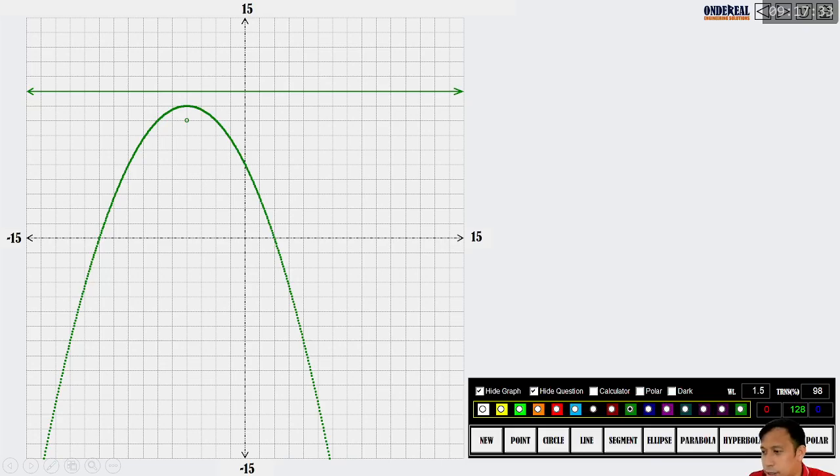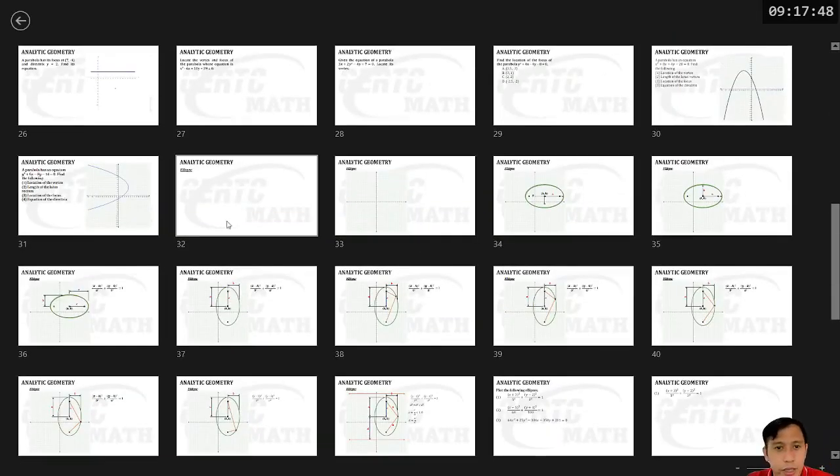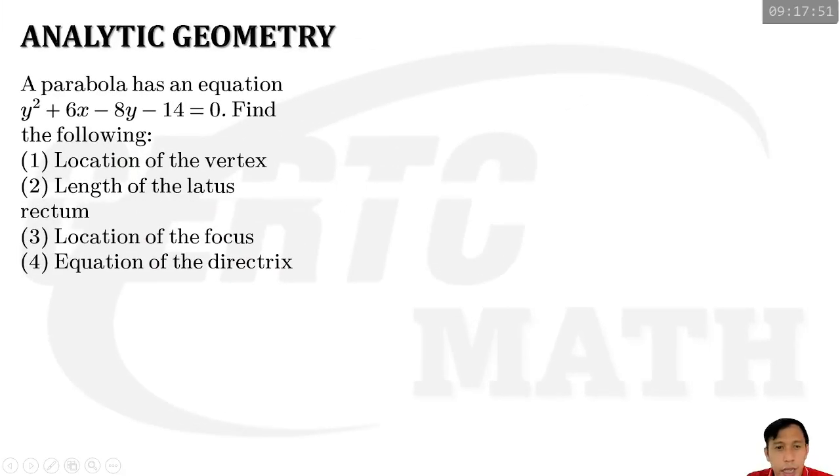Okay, next. Let's talk about the ellipse. What is an ellipse? Actually, another practice first. Before talking about the ellipse, this one first. Your turn. A parabola has an equation y squared plus 6x minus 8y minus 14 equal to 0. Find the following: the location of the vertex, the latus rectum, the focus, and the directrix.